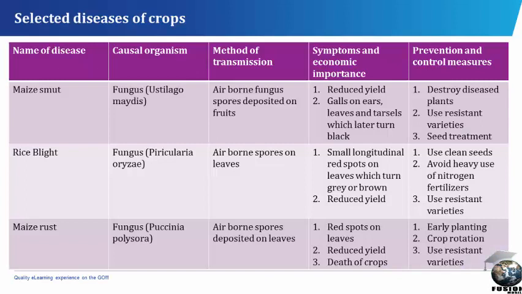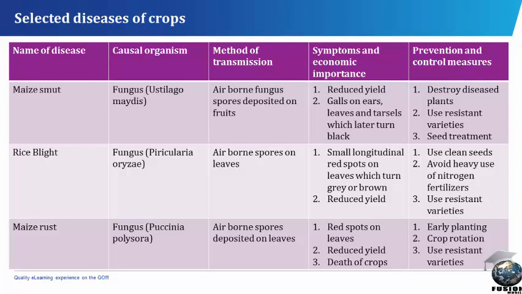Some of the selected diseases of crops: their causal organism, the method of transmission, symptoms and economic importance, and the prevention and control measures. 1. Maize smut. The causal organism for maize smut is the fungus Ustilago maydis. The method of transmission is airborne fungus. Airborne fungus spores are deposited on fruits.